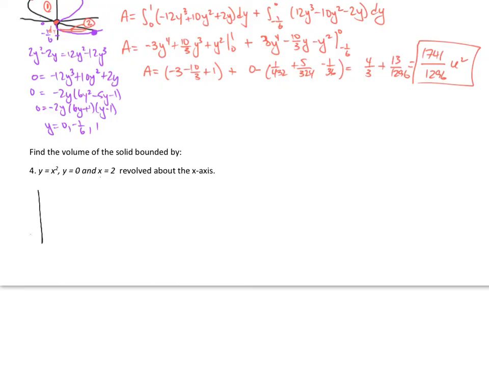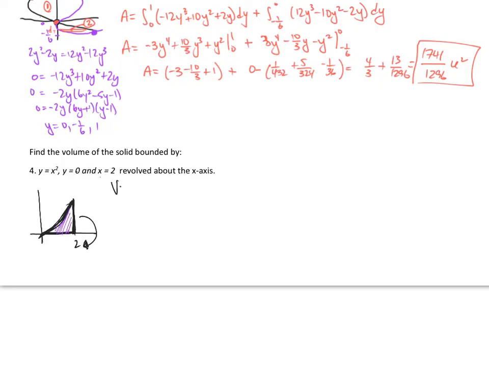Let's graph what we have. We have y equals x squared. X equals 2, so this is this bound. Here's the equation. And y equals 0 down there. So it's that region in here. We can kind of go like this to show you that it's the region in there. And then we're going to revolve this about the x-axis, okay? So it's going like that, in that manner.